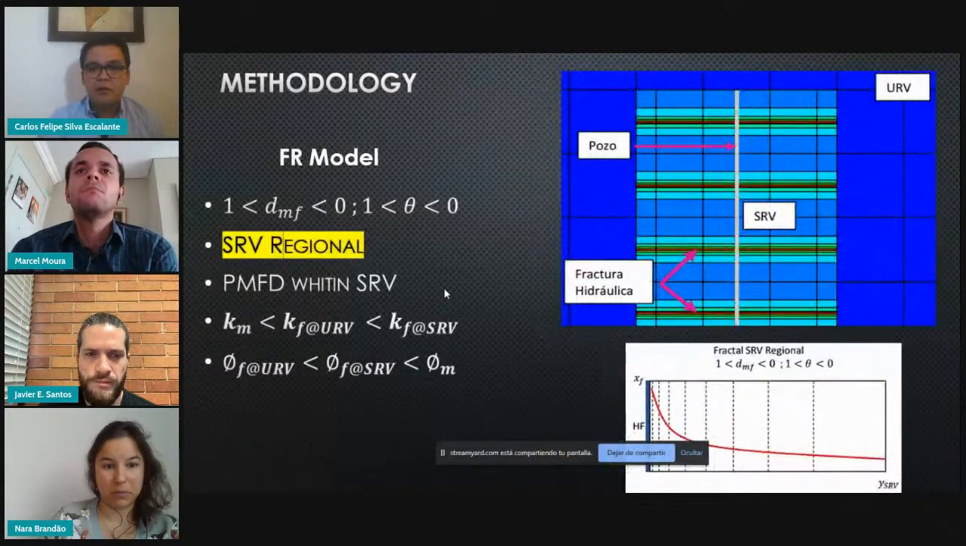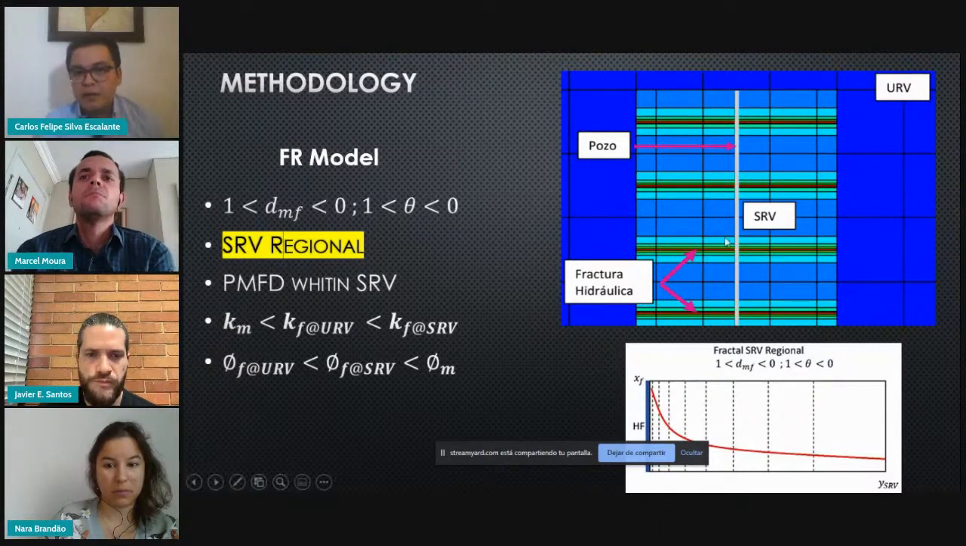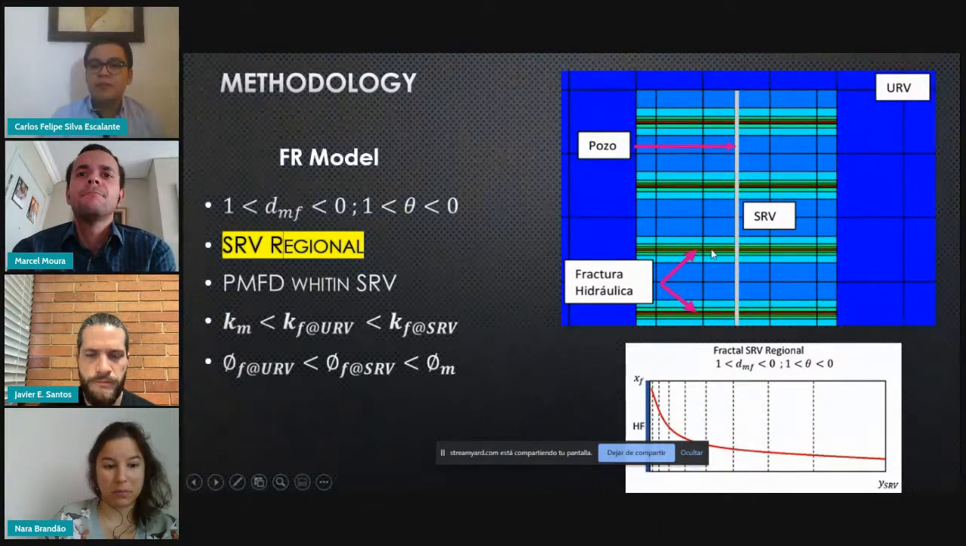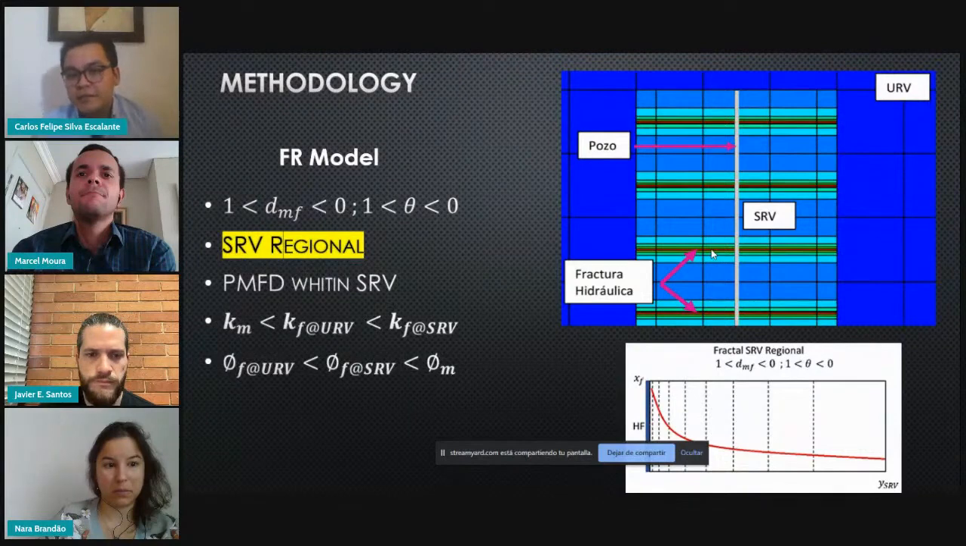Then the third model is this FR model. It's fractal and has a regional SRV, like this. Then the URV is around the SRV. We can see the colors and we can interpret this behavior like this.